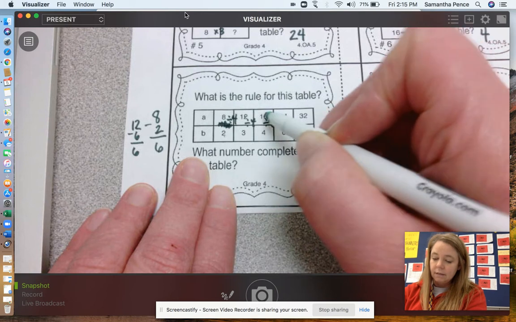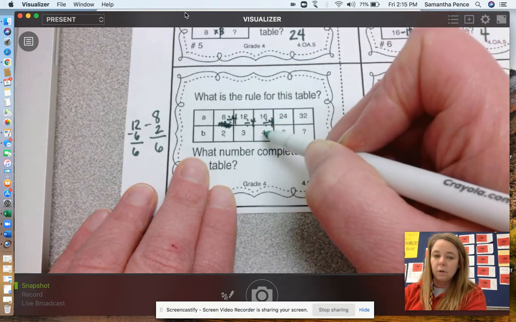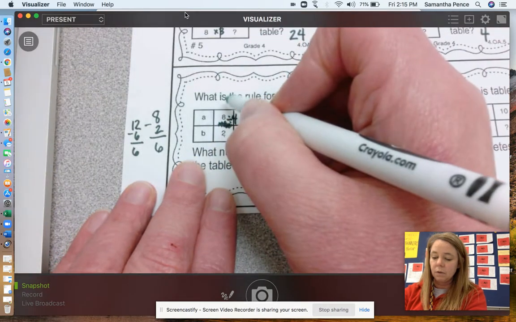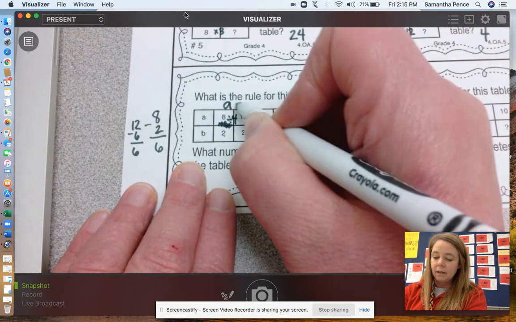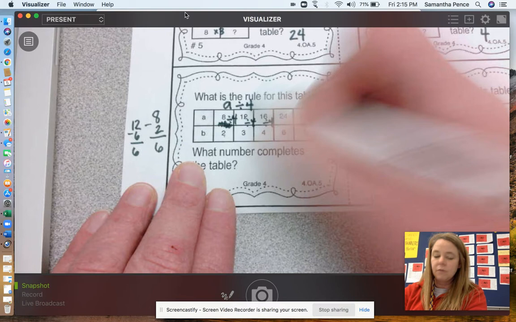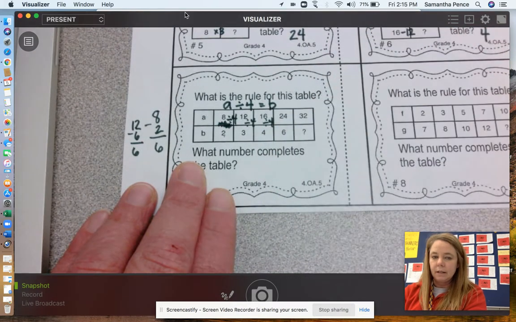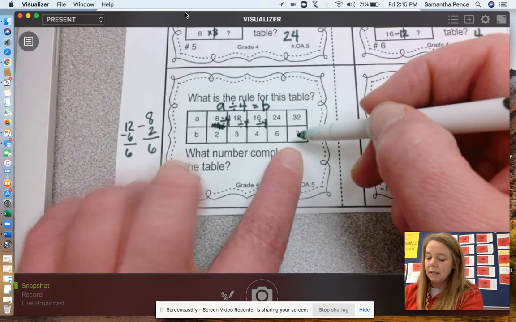16 divided by 4 is 4, or 4 times 4 is 16. So far as working, let's go ahead and write the rule. So we have A, and our rule is that we're dividing by 4, and that's going to give us B, which is our output.